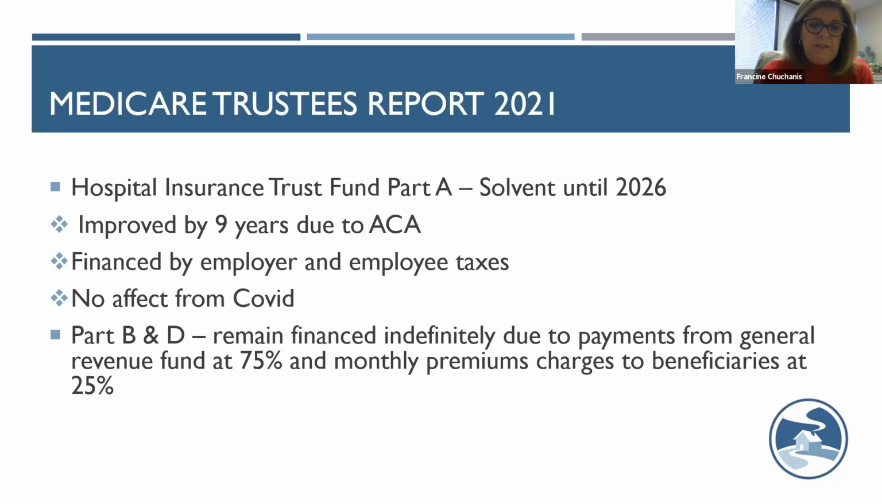Parts B and D remain financed indefinitely because they get payments from the General Revenue Fund, which funds Part B and D at 75%, and then the monthly premium charges to beneficiaries at 25%.